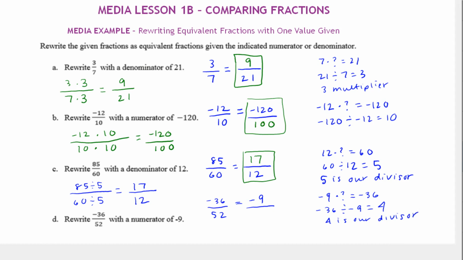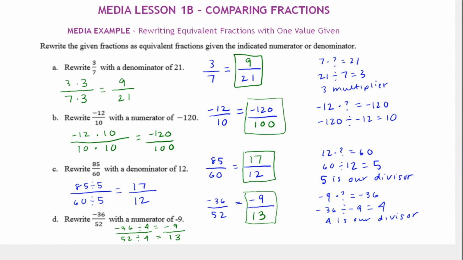So now, let's do the work. We're a little low on room. Negative 36 divided by 4 equals negative 9. And on the bottom, we'll divide 52 by 4. Now 4 goes into 5 once, with 1 left over, and then 4 goes into 12 3 times. Again, I did that in my head. You could do that on paper or on your calculator. So our missing denominator to make this equivalent fraction is 13.